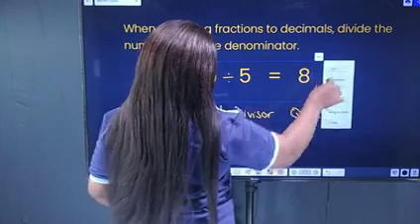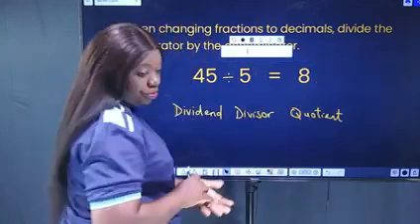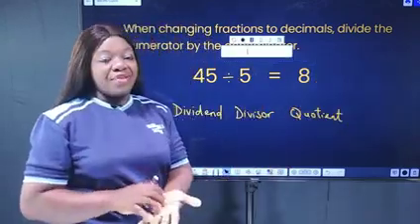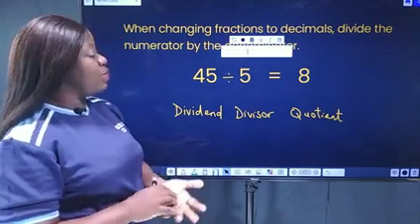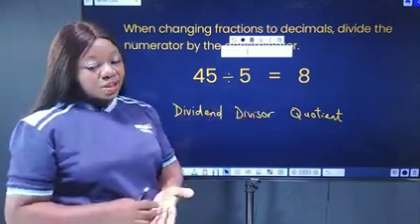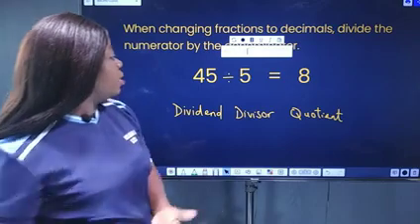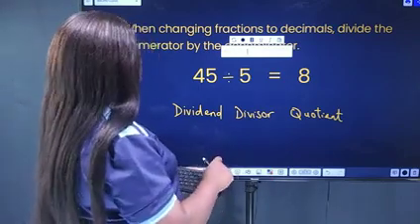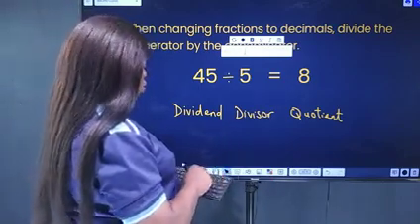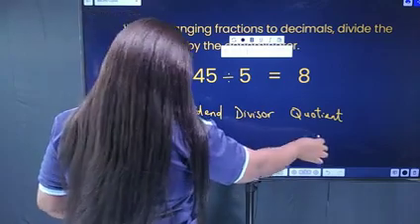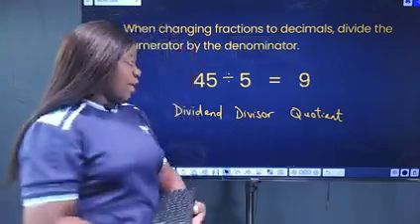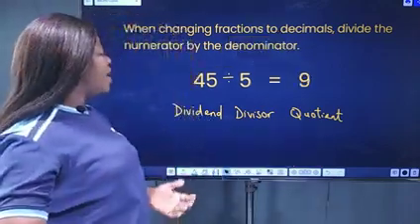45 divided by 5 is 9. So we will be changing 8 to 9. Okay, are you ready? Good. So now we'll be changing this 8 to 9. So now we got it right. So now 45 divided by 5 is 9.